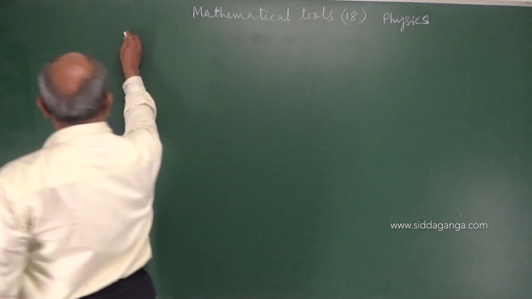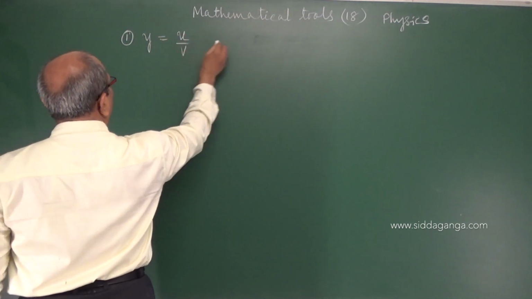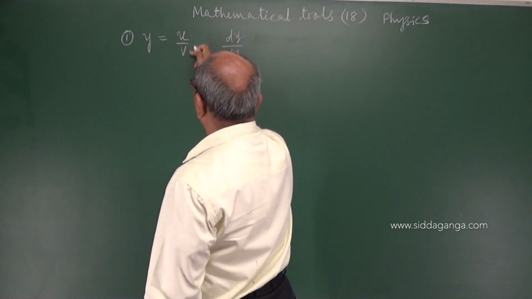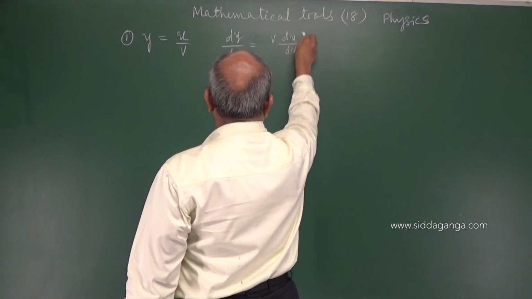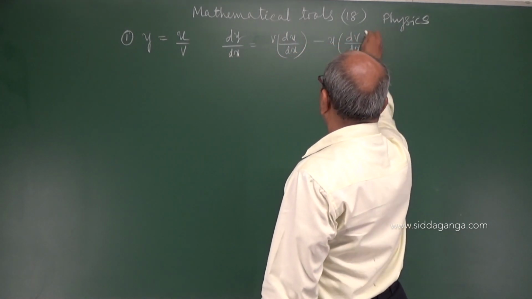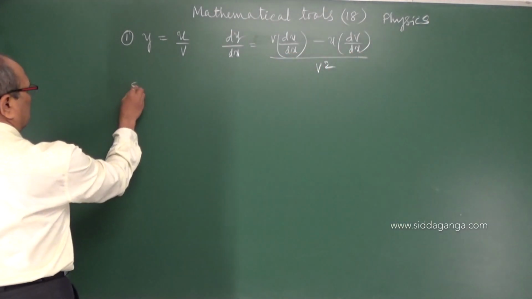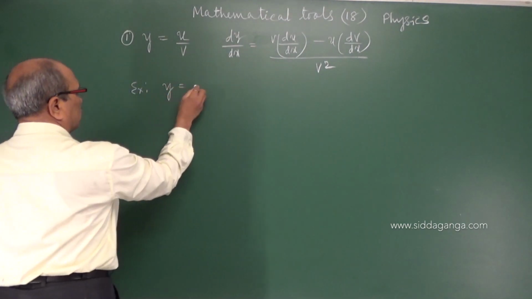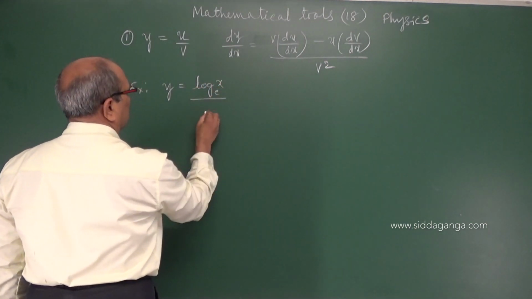Even we started the discussion on y is equal to u by v. Then the differentiation of y with respect to x, where u and v are functions of x, can be written as v into du by dx minus u into dv by dx, upon v square. So in connection with that, I will take an example here. Let the example be y is equal to log x by e power x.